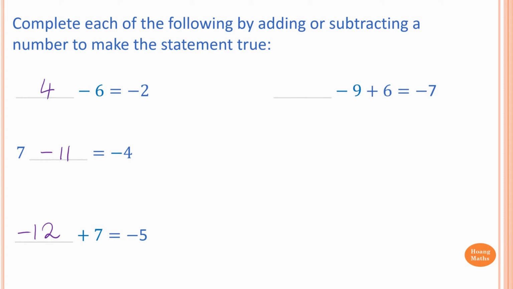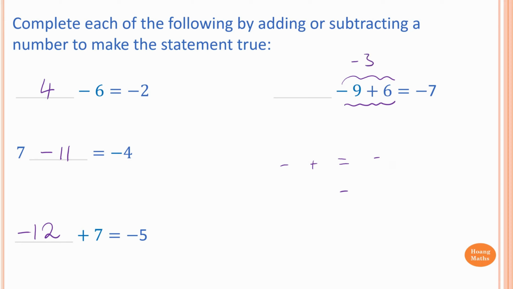Next one. So a number, take away 9 plus 6 is equal to negative 7. So first of all, we do these two terms first. So minus 9 plus 6 is equal to 6 minus 9. So 9 minus 6 is 3. So therefore 6 minus 9, instead of 3, the answer is negative 3. So this one here, we have the minus 3.